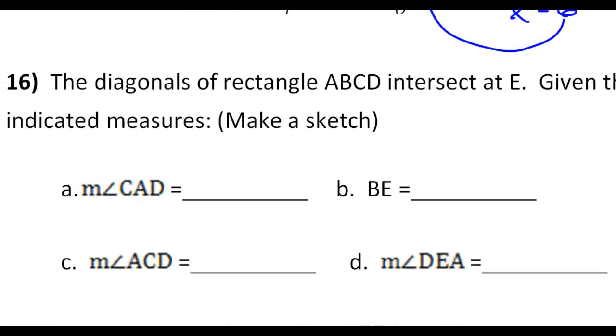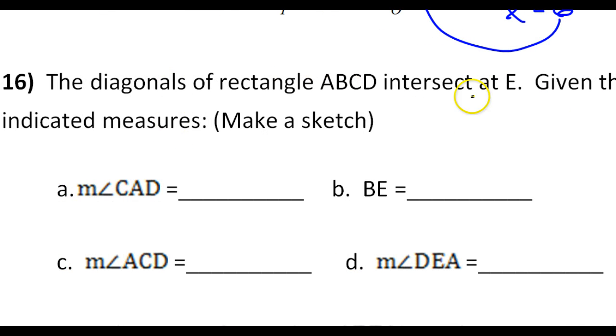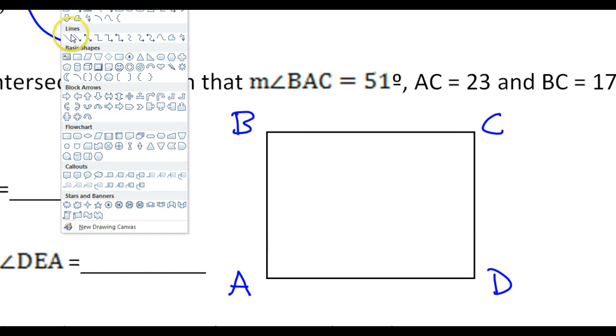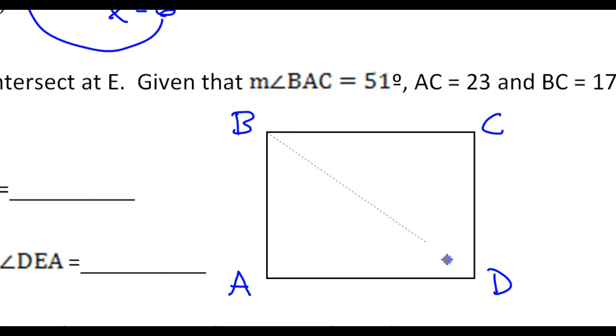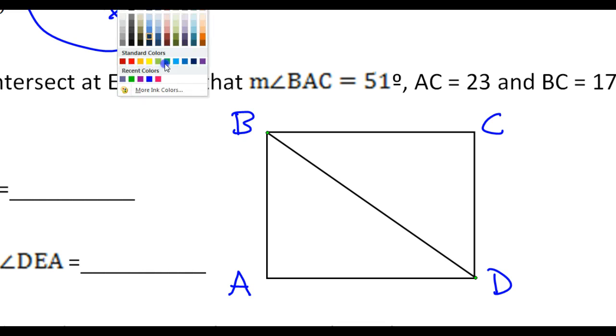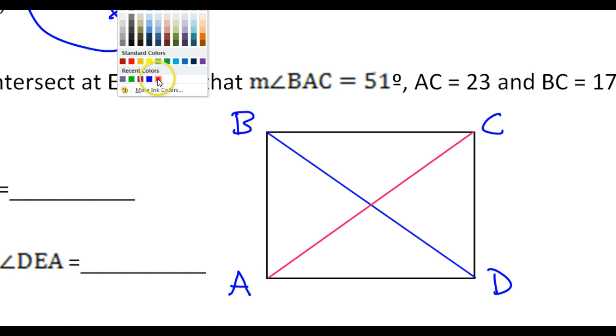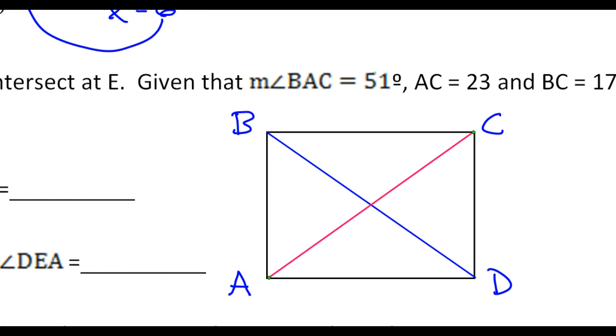Now, more information. They say the diagonals intersect at point E. So we need to draw some diagonals in here. So here's a diagonal. And just for fun, I'm going to color mine. So there's a diagonal. And here is another diagonal. And they intersect at point E. So this will be point E.